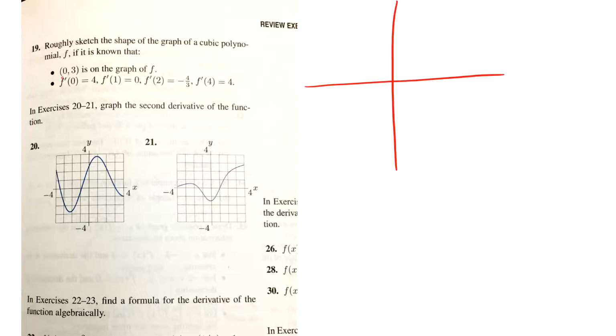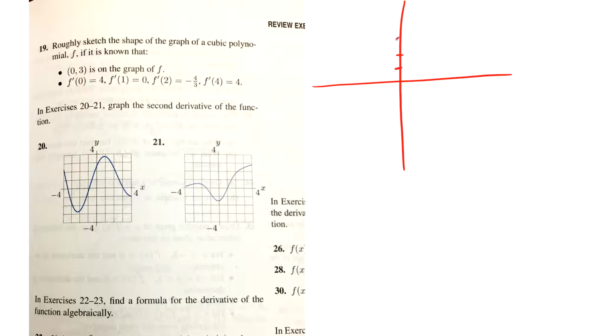We know (0, 3) is on the graph. So 0, 1, 2, 3. I know f prime at 0, the slope at 0 is 4, so it's going to be about that steep maybe. At 1, it's 0. So since it's increasing here, it's got to be up here. The slope is 0. F prime at 2 is negative 4/3.